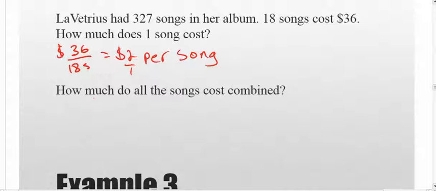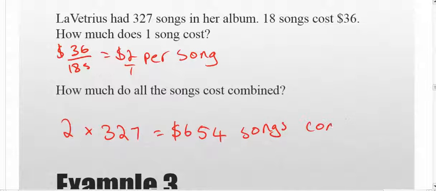So, continuing on, adding on to this question, it's how much do all the songs cost combined? So you would have to do 2 times 327 equals 654 songs combined.